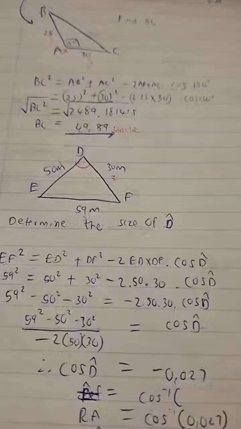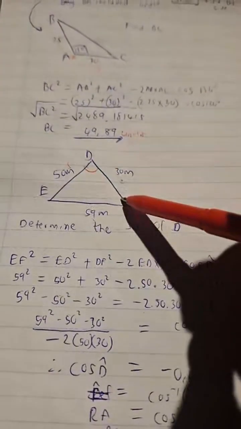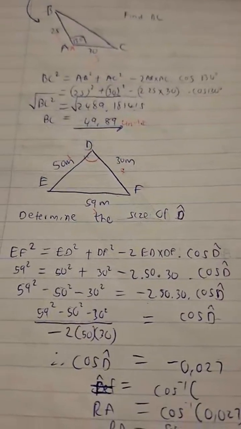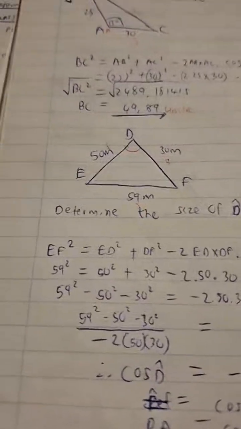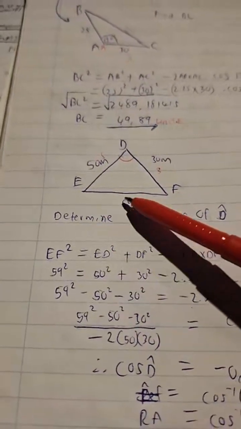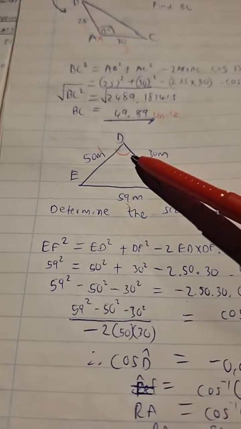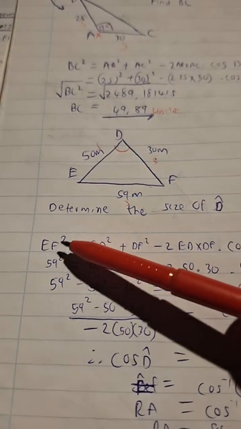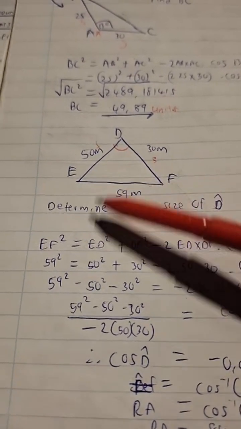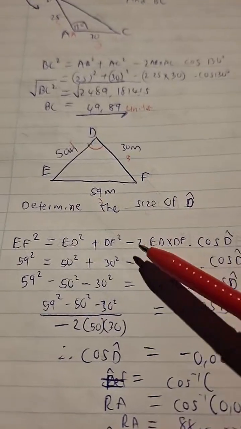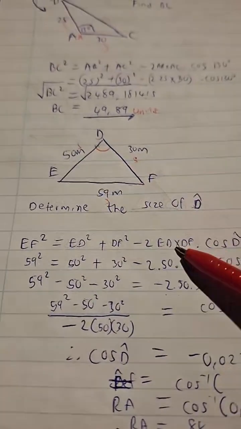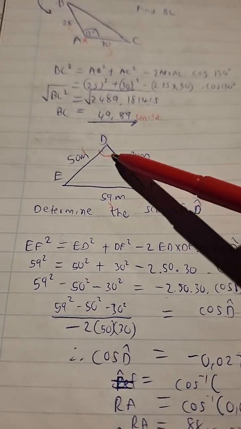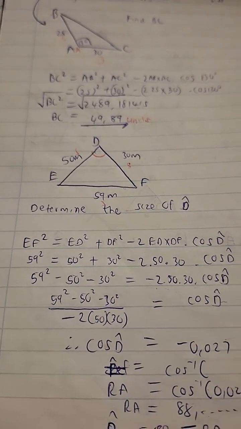And what do we want to find? This angle. And this angle is included between these sides. Are we together, guys? So when we write the rule, look at the rule. Who are we going to start with? This guy who's opposite the angle we want. So we're going to say EF squared, as per the cosine rule, is equal to ED squared plus DF squared minus 2 times ED times DF times cos of the angle D. You see?